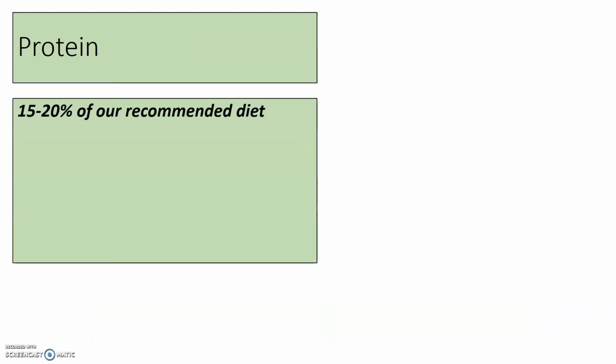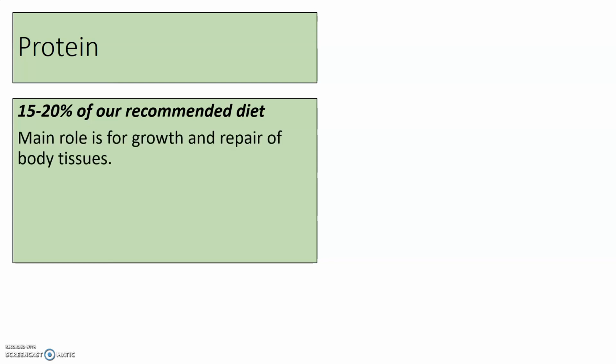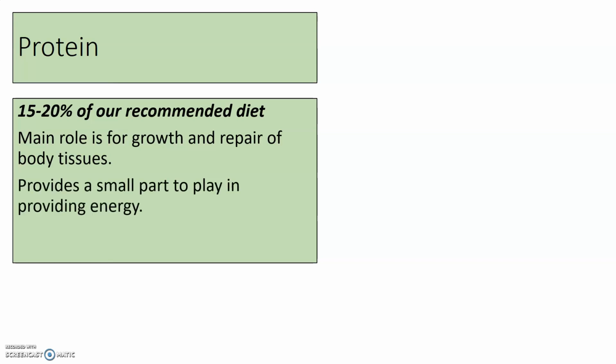Next, let's look at protein. The requirement is between 15 to 20% of our recommended diet. The main purpose of protein is to increase muscle growth, but also to repair the muscle body tissue within our body.